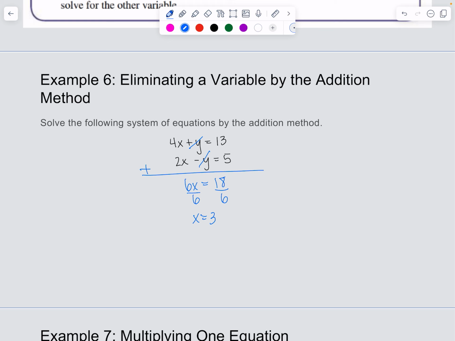Okay, I'm not done because I still need to know what y is, so I'm just going to plug it into one of them. 2 times 3 minus y equals 5. 6 minus y equals 5. That means y equals 1. Now I have my x and y, so x is 3, y is 1.